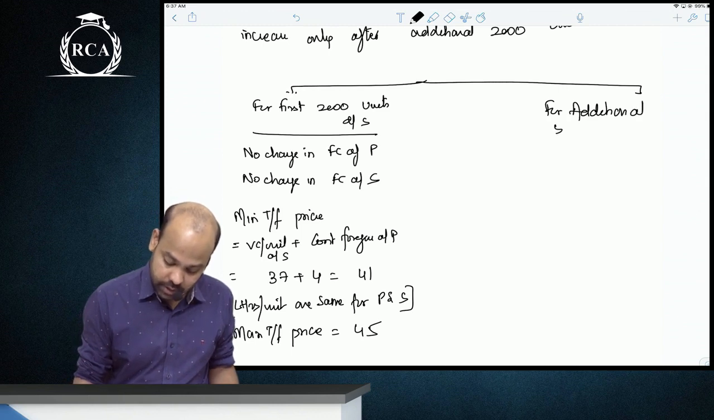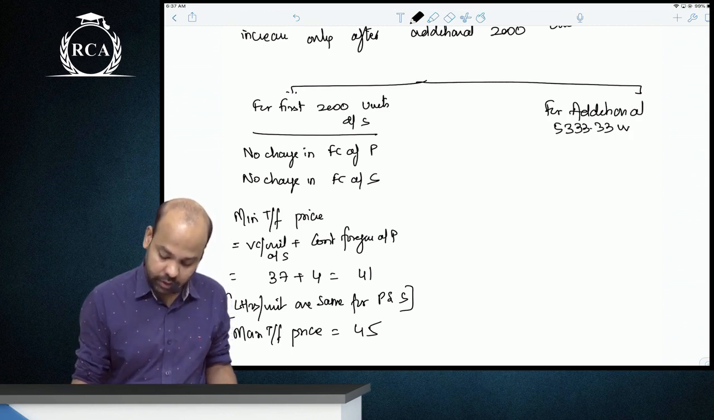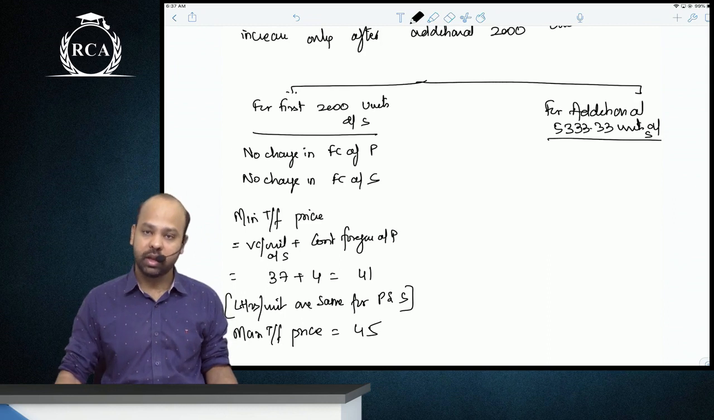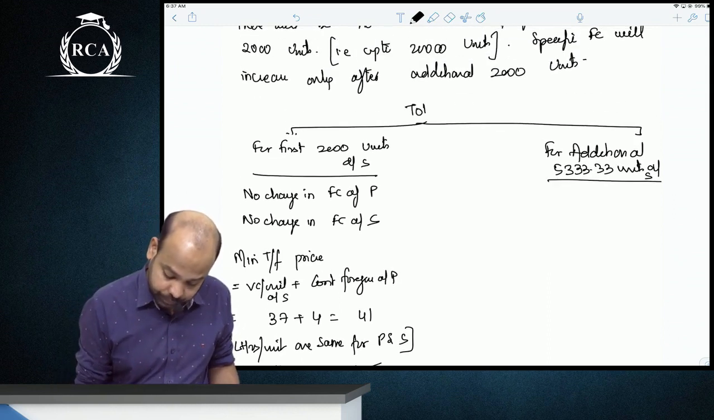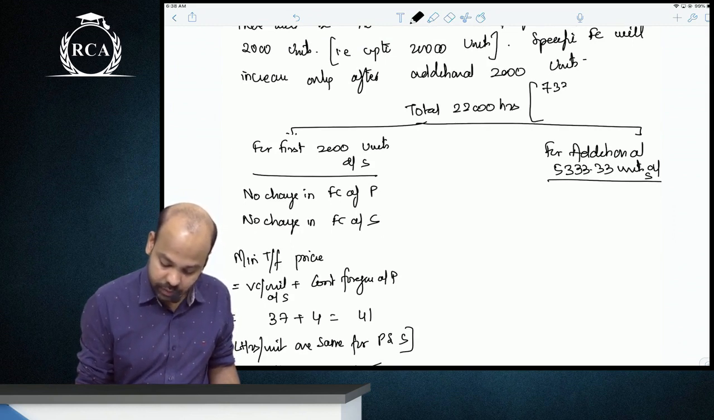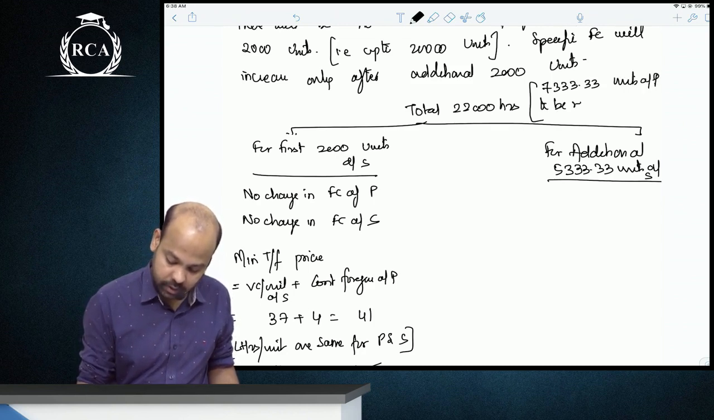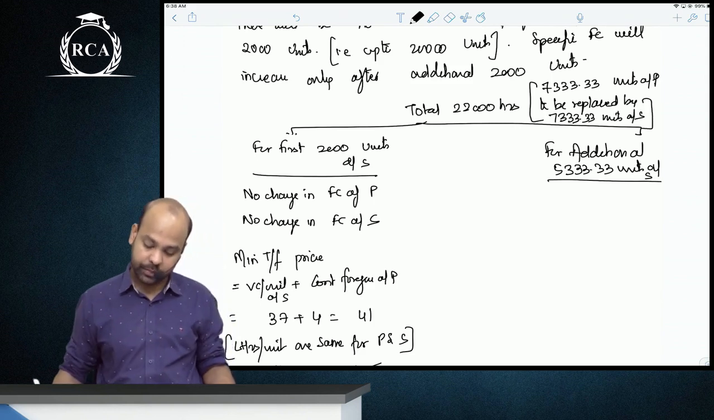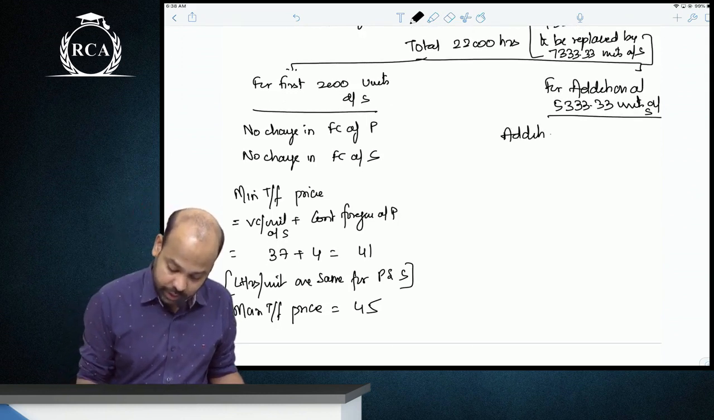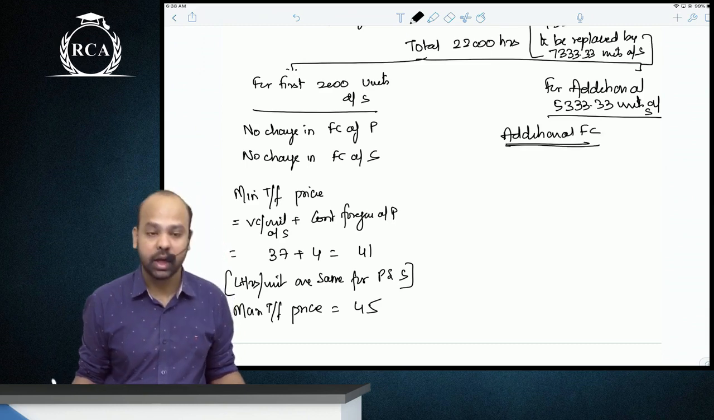For additional 5,333.33 units of S. There are totally 22,000 hours. 7,333 units of P to be replaced by 7,333 units of S. That is what we are doing guys. That also we are dividing into two parts to check if it is viable or not. Here, first I will talk about net additional fixed cost.